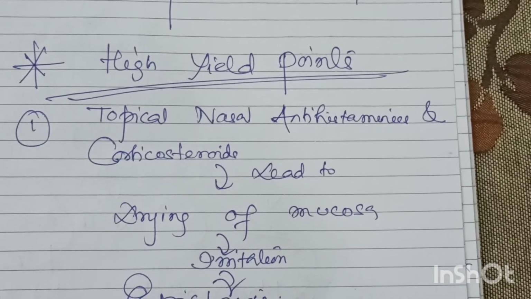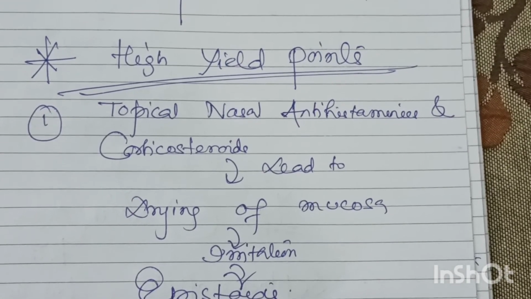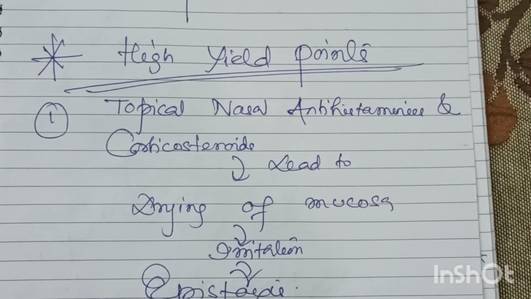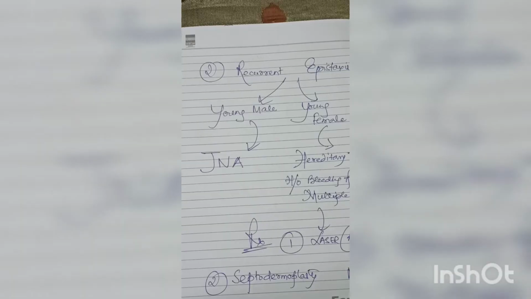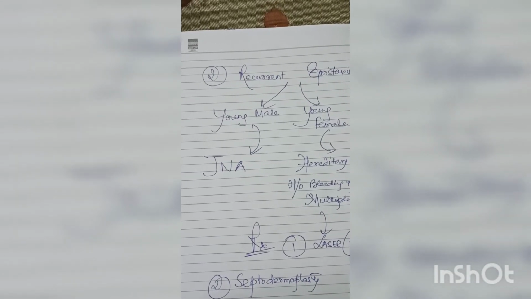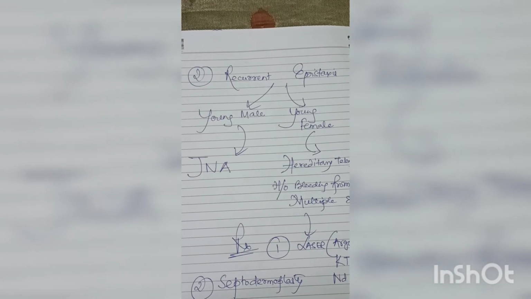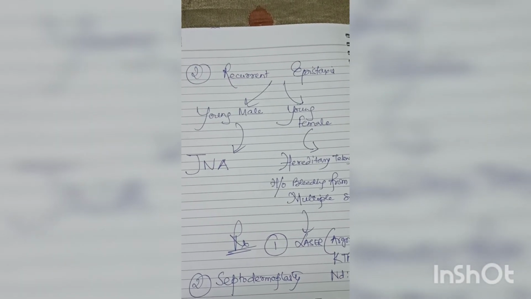The other causes are drugs like aspirin and NSAIDs, and hormonal, leading to vicarious menstruation. Some high yield points: topical nasal antihistaminics and corticosteroids can lead to drying of the nasal mucosa, leading to irritation and hence epistaxis. Recurrent epistaxis, if seen in a young male, is due to juvenile nasopharyngeal angiofibroma. If seen in a young female, it could be due to hereditary telangiectasia. Here you can get a history of bleeding from multiple sites.